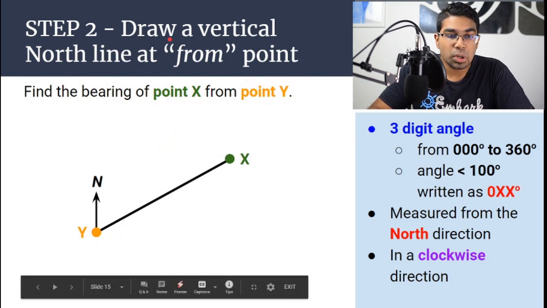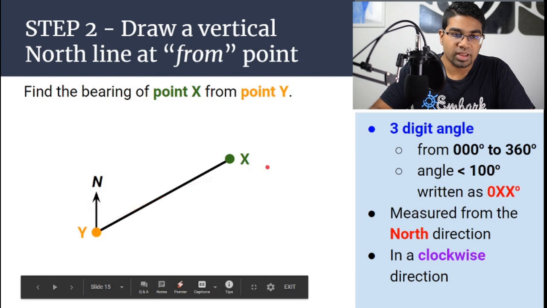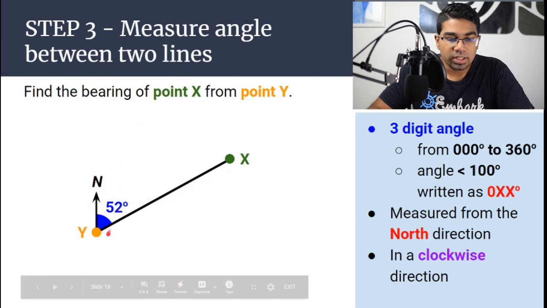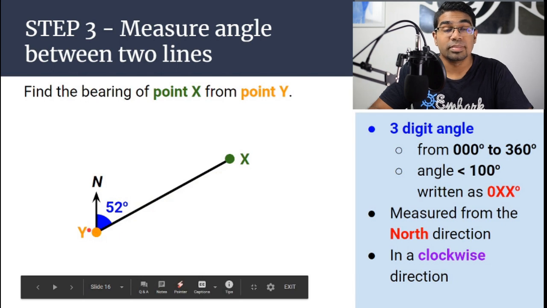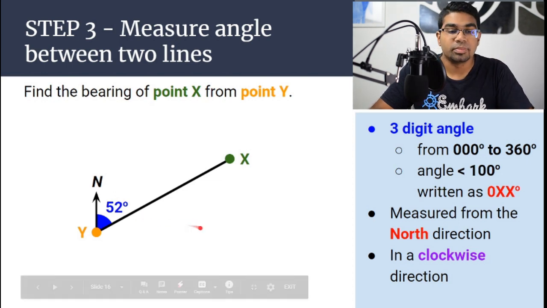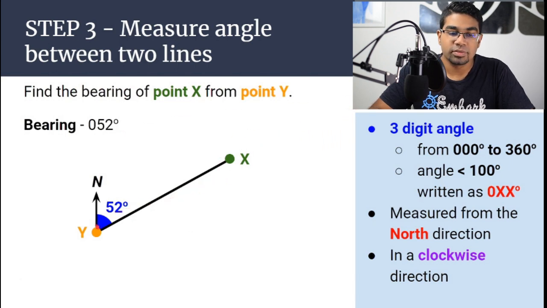From point Y, we draw a vertical north line here because bearing is taken from the north in the clockwise direction. Now, the third step is to just measure the angle between the 2 lines that we have drawn, between the line connecting the 2 points as well as the north line. This angle must be measured in the clockwise direction. So north is the starting point, clockwise. Let's say this angle here is 52 degrees. And so the bearing, remember the bearing has to be written as a 3-digit angle, will be written as 052 degrees. This is the bearing of X from Y.